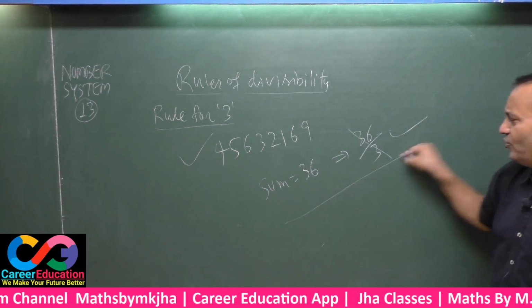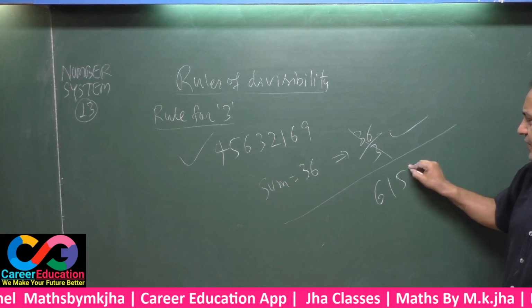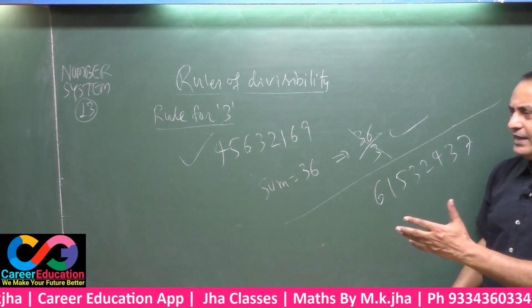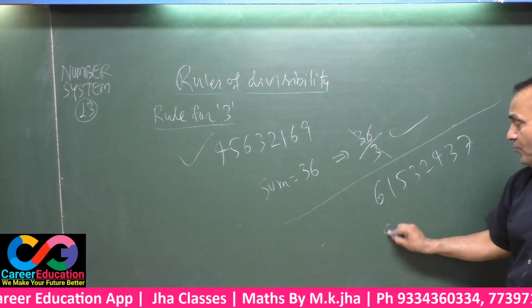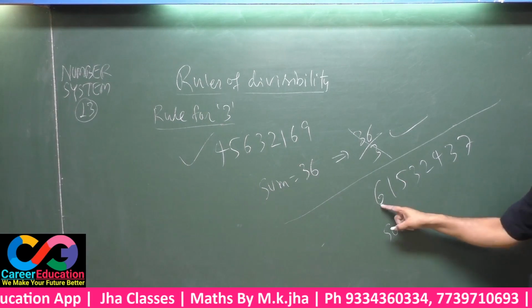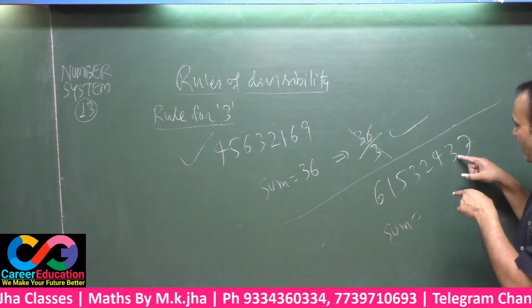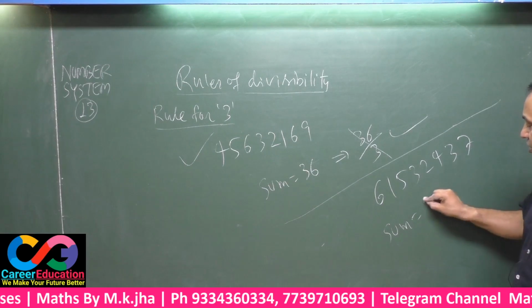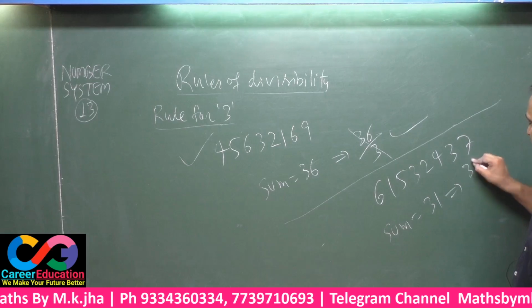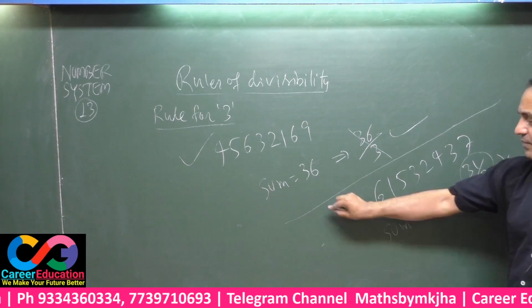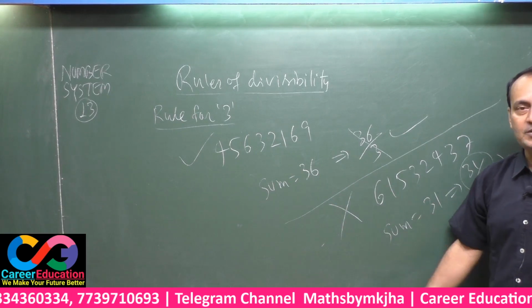Again, see here another example. 6, 1, 5, 3, 2, 4, 3, 7. Whether this is divisible by 3 or not, you have to point out the sum total first. 6, 1, 7, 5, 12, 15, 17, 21, 24, 31. That means 31 is not divisible by 3 here. This number is also not divisible by 3. Note down.